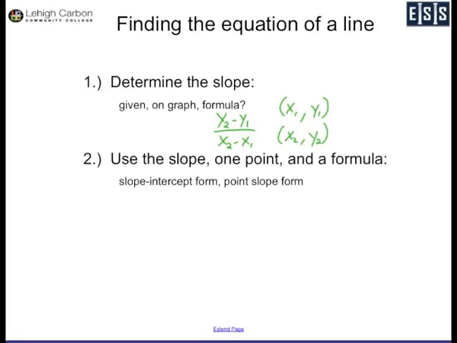Once you know the slope, then you need to use one of your forms, either slope-intercept form or point-slope form. Slope-intercept form is y equals mx plus b. Point-slope form is y minus y1 equals m times x minus x1. Either of those will help you get the equation that you need.